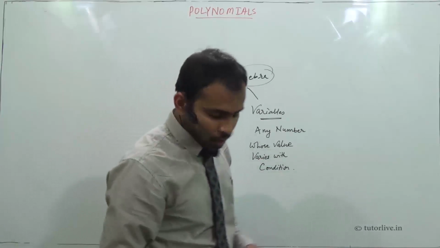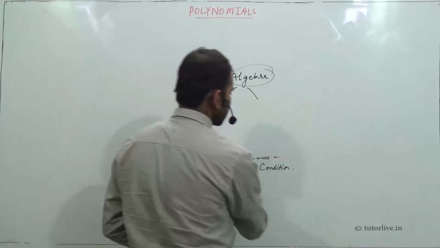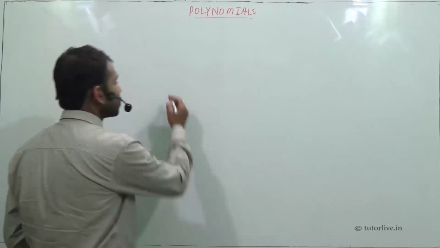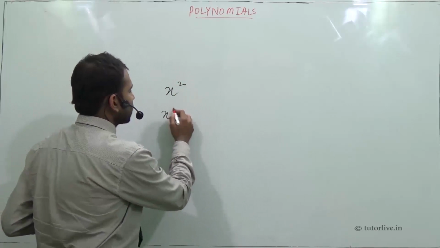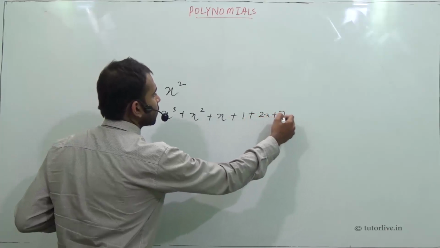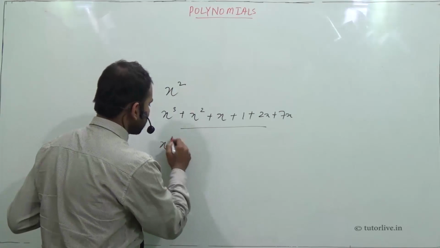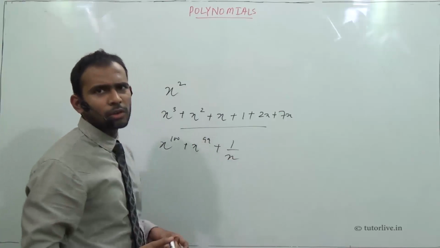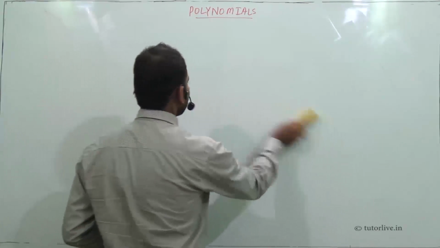Now we'll be studying about these variables. These variables, when expressed in a condition, are known as polynomials. What are polynomials? When variables are expressed in any condition, that is known as polynomial. Simple: x square, that's an algebraic expression, and that is a polynomial. x cube plus x square plus x plus 1 plus 2x plus 7x, that is another polynomial, right? You can just say x to the power 100 plus x to the power 99 plus 1 upon x. That is another polynomial, I hope so, right?